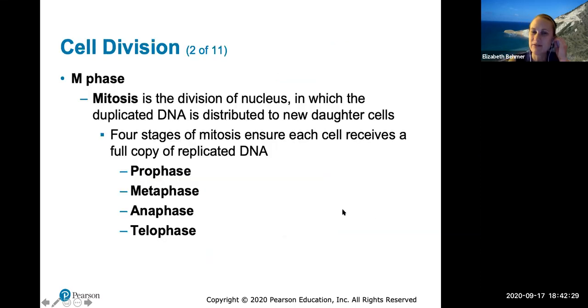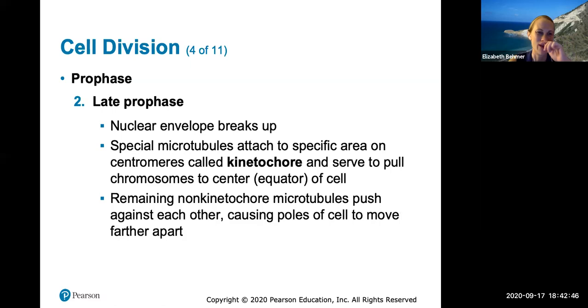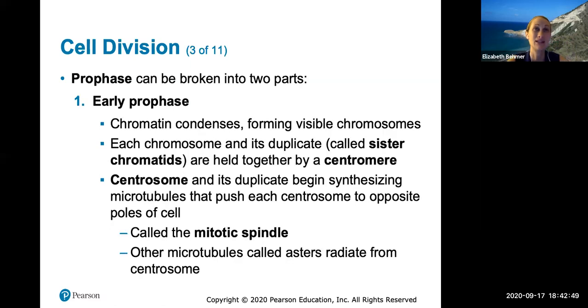So mitosis is the division of the nucleus in which that duplicated DNA will be distributed to two identical daughter cells. These are the stages: PMAT, prophase, metaphase, anaphase, and telophase. You should know the difference between early prophase and late prophase. That is an exam question. So in early prophase, the chromatin condenses, forming chromosomes. Remember, before, when we're not in mitosis, your DNA is just hanging out as chromatin. But in early prophase, the chromatin starts to condense to form chromosomes, which will be easily pulled apart later on.